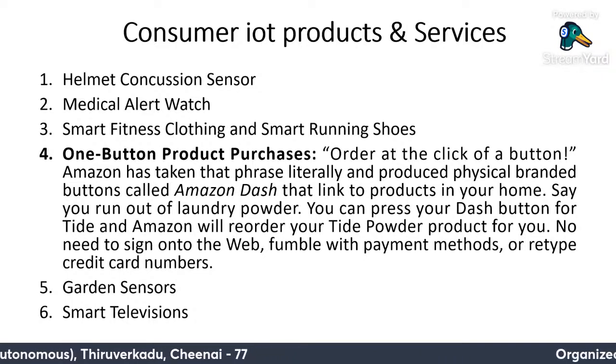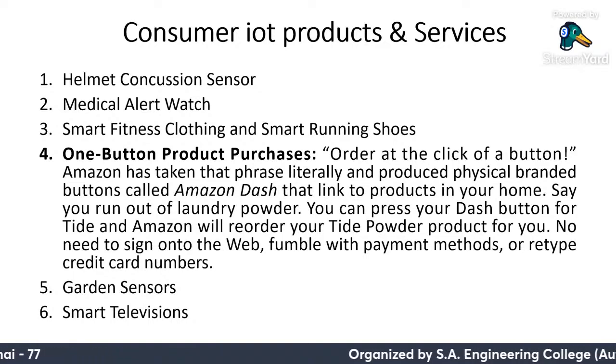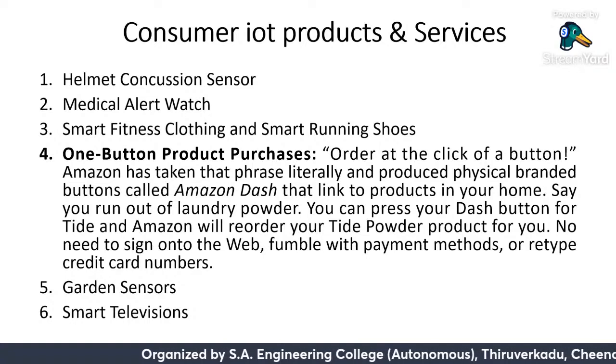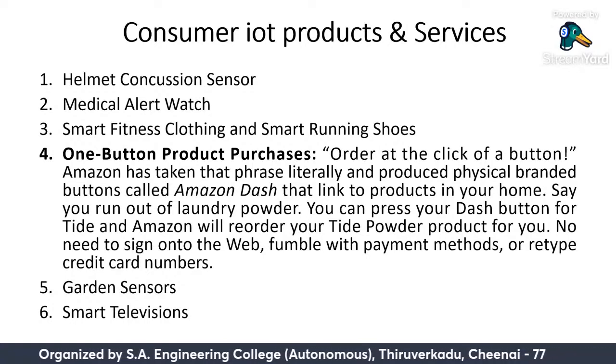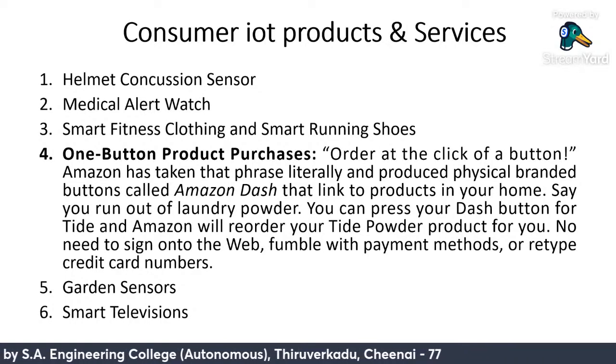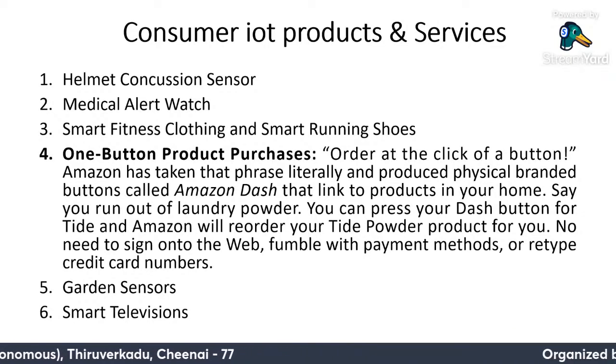And garden sensors are used in farming purposes, etc. In a garden sensor, we use a moisture sensor, soil level sensor, soil temperature sensor, air quality sensor, and humidity sensor. And smart TVs, which we are now using in home and domestic applications.